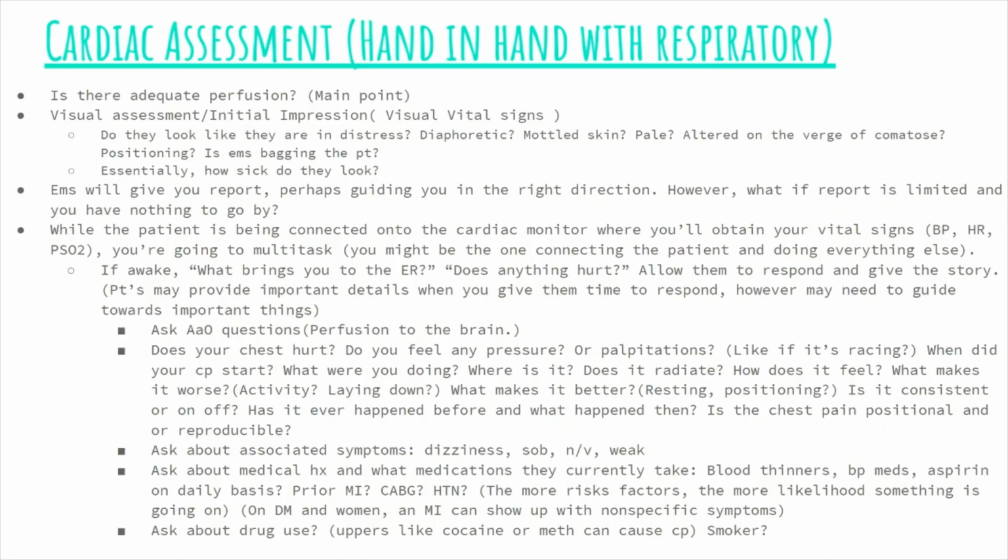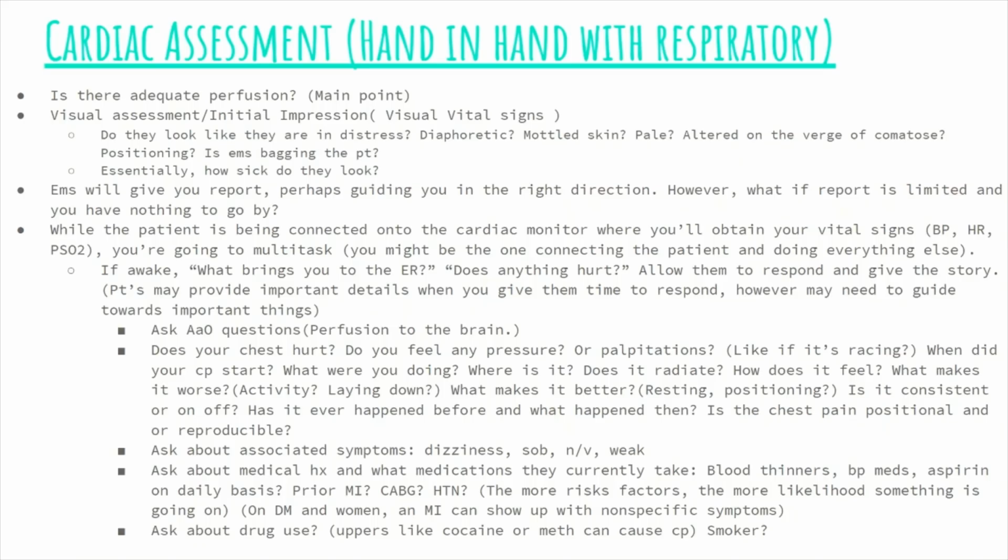Next, we should go into the medical problems and the medications that they currently take. For example, ask are they on blood thinners? Are they taking any blood pressure medications on a regular basis? Do they take aspirin on a daily basis? Do they have a history of having prior heart attacks?